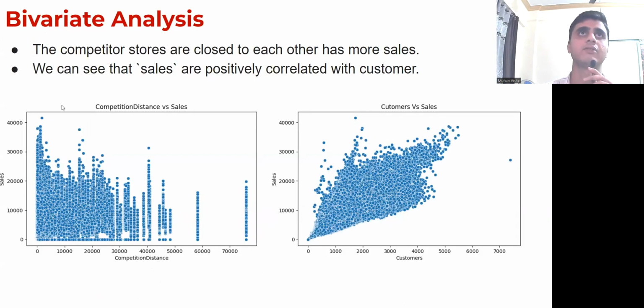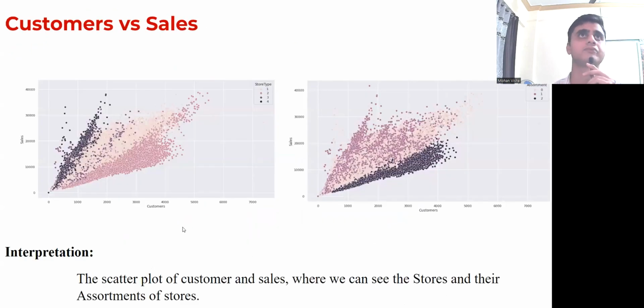Bivariate analysis. Competitor stores that are close to each other have more sales. We can see that sales are positively correlated with customers. Customers versus sales: on the scatter plot of customers and sales, we can see the stores and their assortment of the stores.